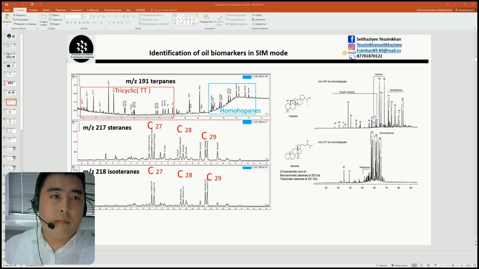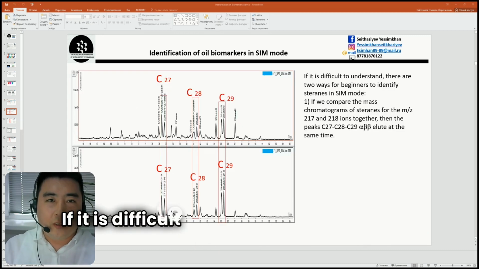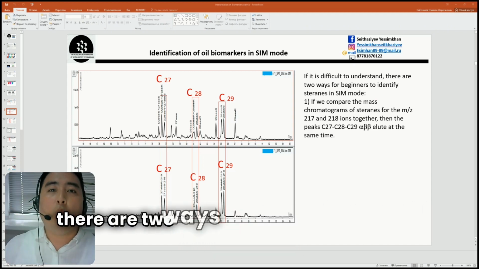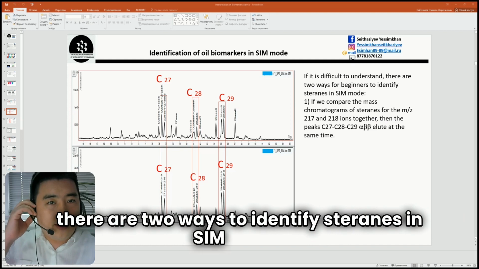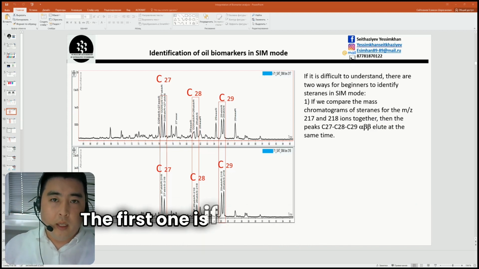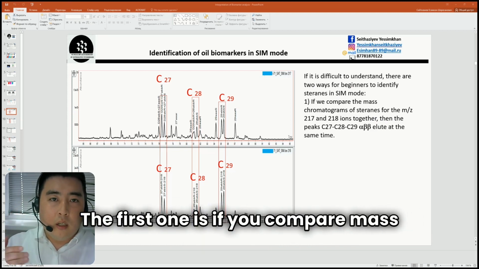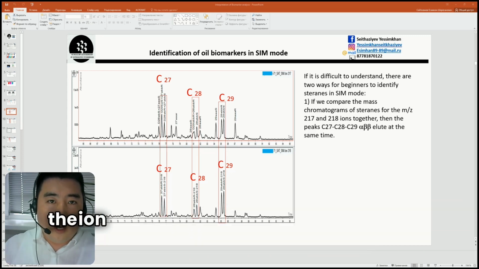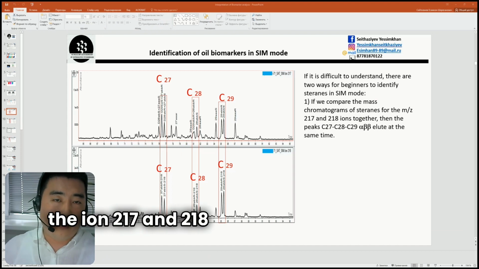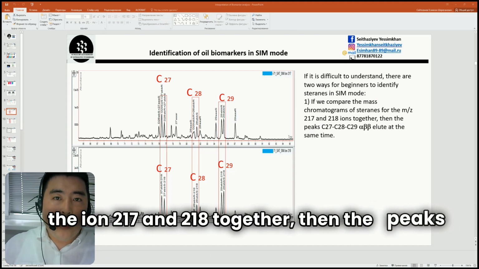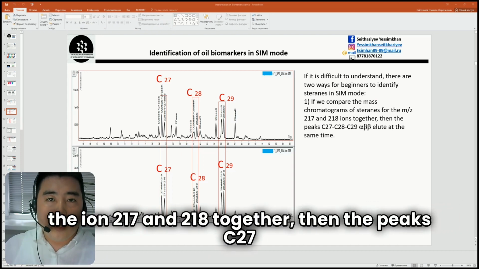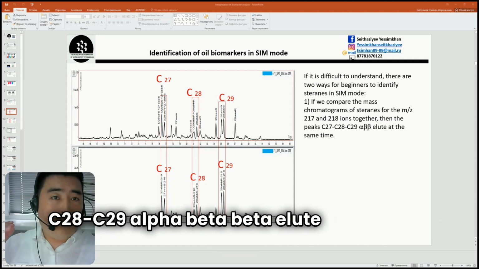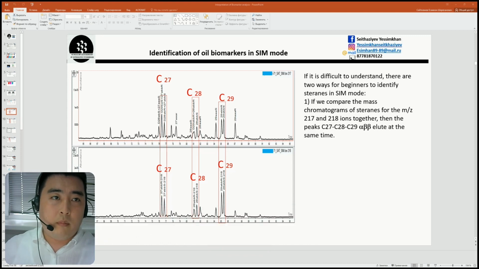and steranes. If it is difficult to understand for beginners, there are two ways to identify steranes in SIM mode. The first one, if you compare mass chromatograms of steranes at the ion 217 and 218 together, then the peaks T27, 28, 29, alpha, beta, beta elute at the same time.